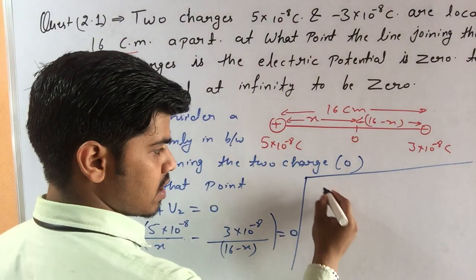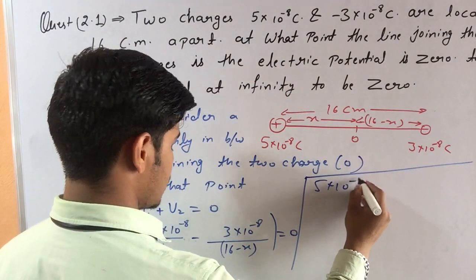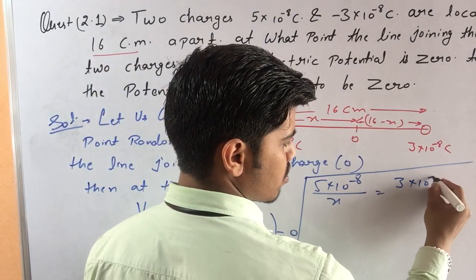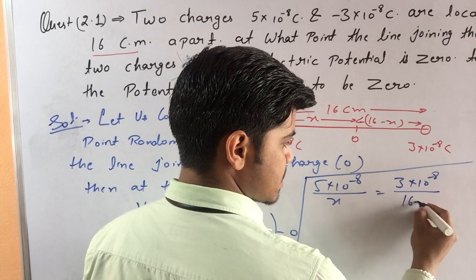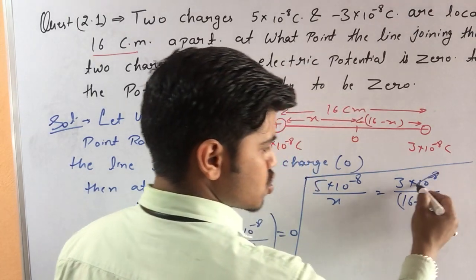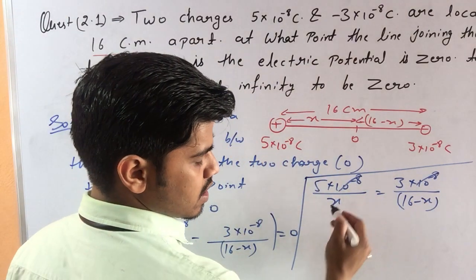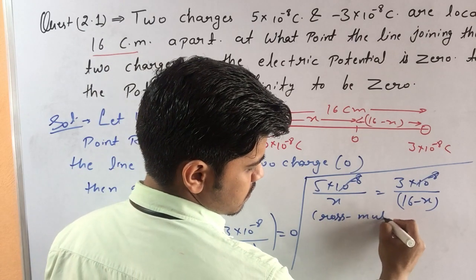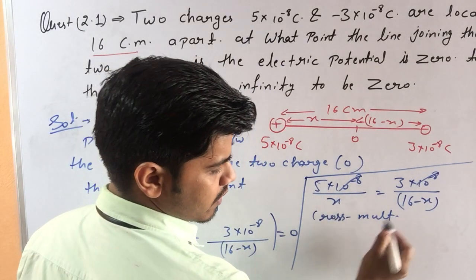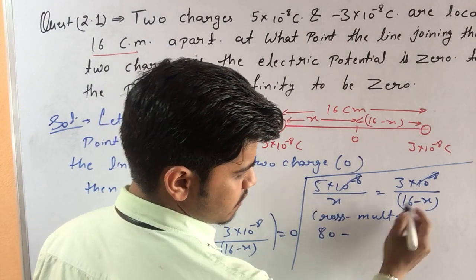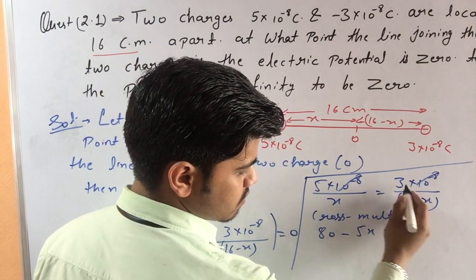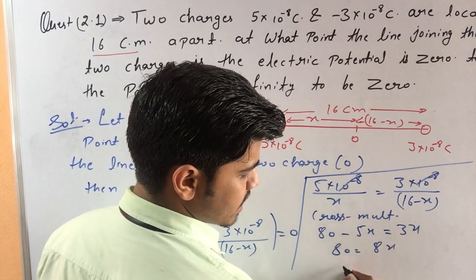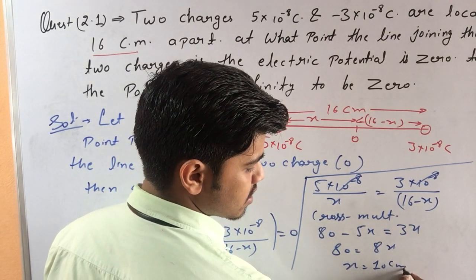Now K, on simplifying, will cancel. The statement will be written as 5 into 10 to the power minus 8 divided by x is equal to 3 into 10 to the power minus 8 divided by 16 minus x. So students, this will also cancel. Now cross multiplying, we have 5 into 16, 80, minus 5x is equal to 3x. So 80 is equal to 8x and x is equal to 10 centimeter.